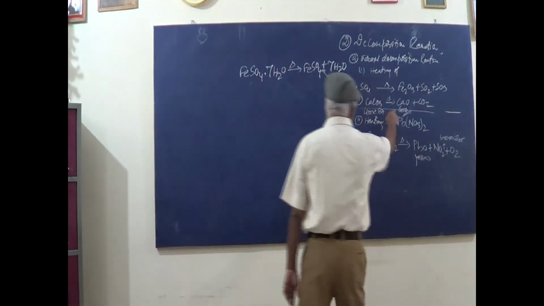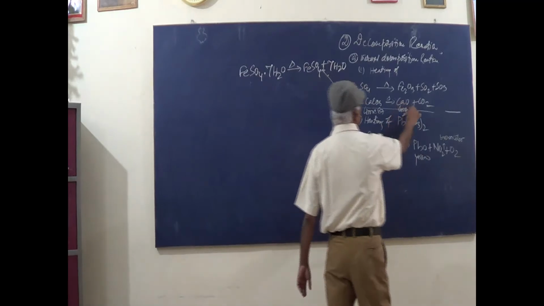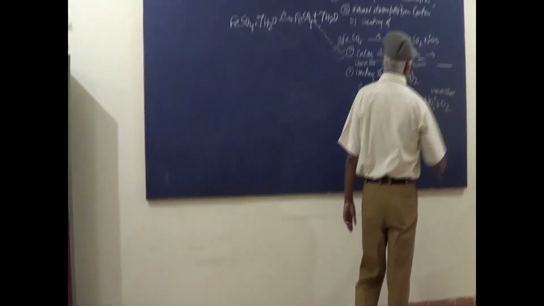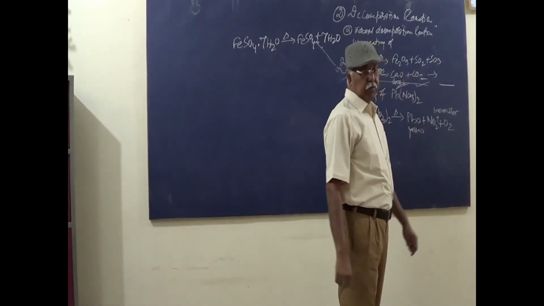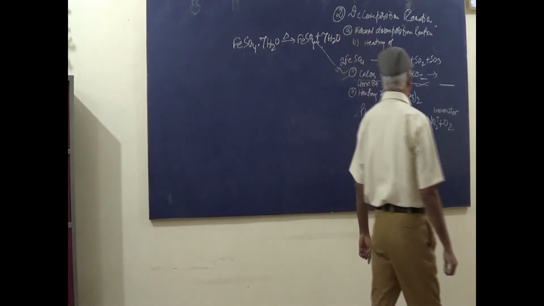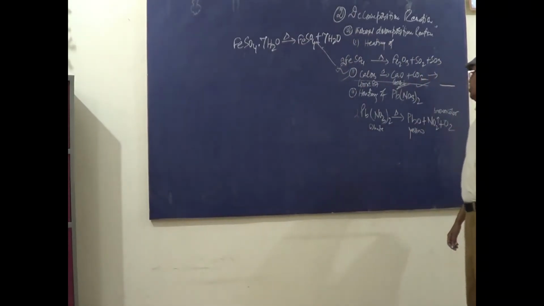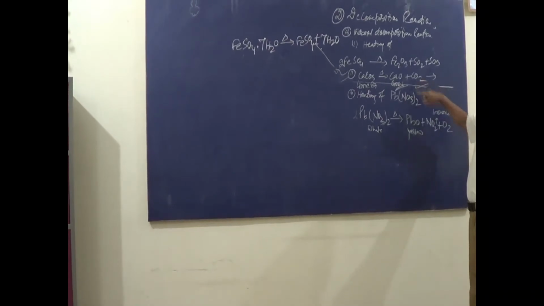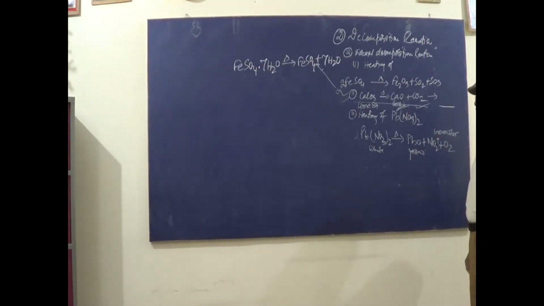You have heated limestone and you are getting the lime and carbon dioxide. Carbon dioxide you can test by putting a matchstick at the mouth of the test tube. The carbon dioxide will put out the matchstick.